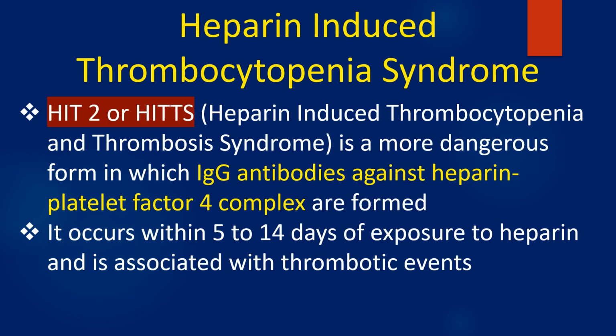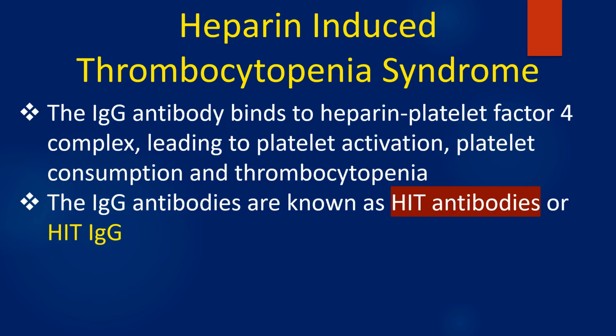HIT2 or HITTS, heparin-induced thrombocytopenia and thrombosis syndrome, is a more dangerous form in which IgG antibodies against heparin platelet factor 4 complex are formed. It occurs within 5 to 14 days of exposure to heparin and is associated with thrombotic events. The IgG antibody binds to heparin platelet factor 4 complex, leading to platelet activation, platelet consumption, and thrombocytopenia. The IgG antibodies are known as HIT antibodies or HIT IgG.